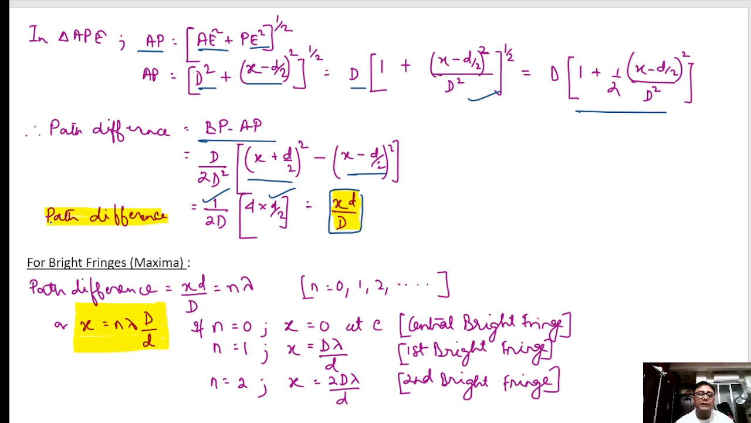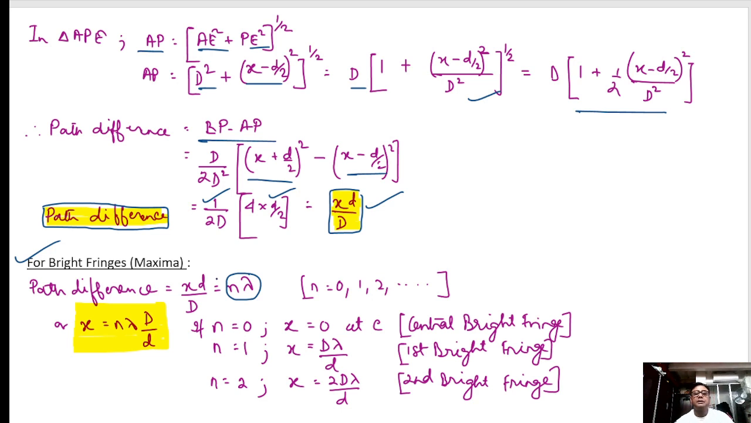So this is the path difference between the two waves which are suffering interference. Very, very important: xd by D.